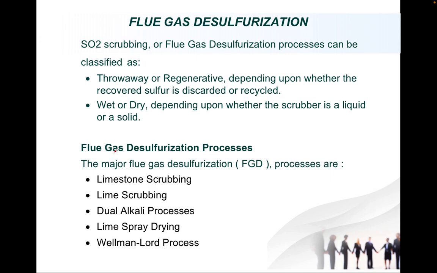So SO2 scrubbing, or the flue gas desulfurization process, can be classified. First of all, what is the process? Whenever the flue gas flows after combustion, it will contain sulfur dioxide, right? Now we have to reduce the level of sulfur dioxide in the flue gases. For that, we can implement different types of methods, or we can carry out some chemical reaction.